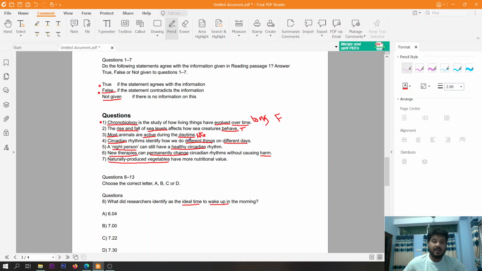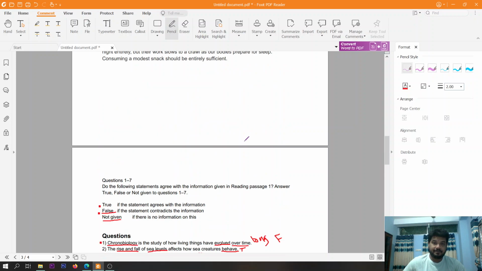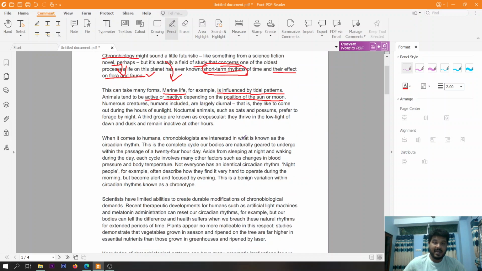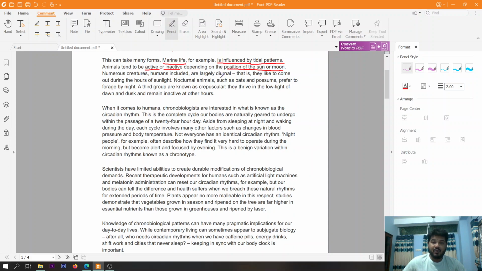Now let's go to the fourth one. Circadian rhythms identify how we do different things on different days. So I have underlined circadian rhythms, how we do different things on different days. Let's go to the passage now. As you know, the previous question's answer was not given, and before that we got the answer right here. So we should start reading from here if possible, because for the answer that was not given there is no information, so we can start from here to look for our answers.